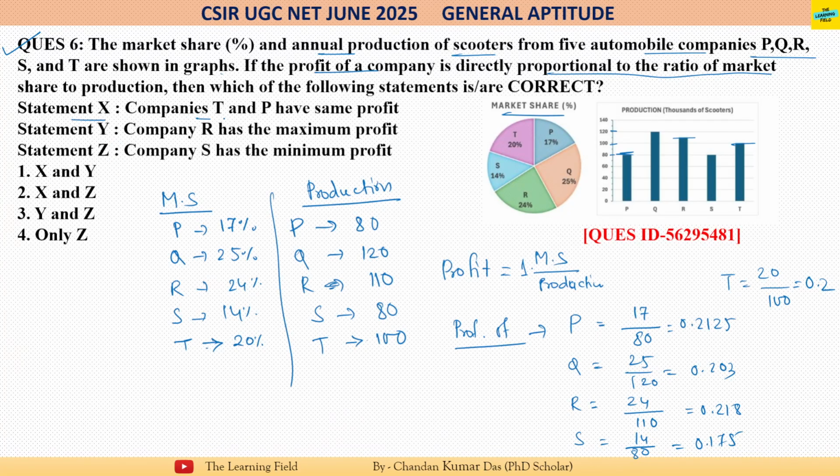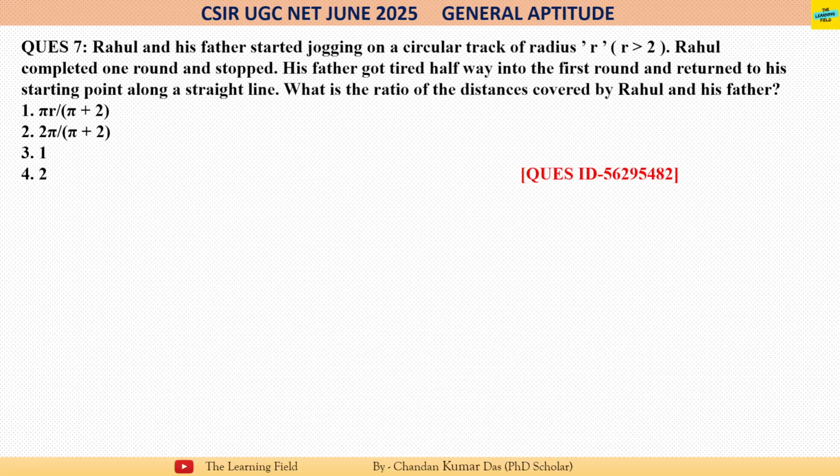Statement X says that company T and P have the same profit. No, all profits are different. Statement Y says that company R has maximum profit. Yes, 0.218, so this is the maximum profit. Yes, this statement is true. And statement Z says that company S has minimum profit. Yes, this is 0.175. This is also true. That means Y and Z statements are true. Answer number 3, option 3.